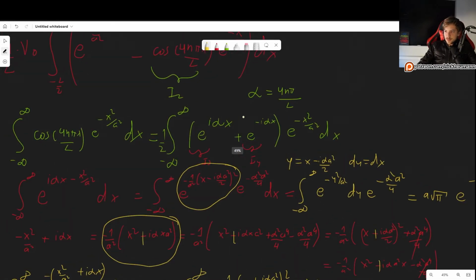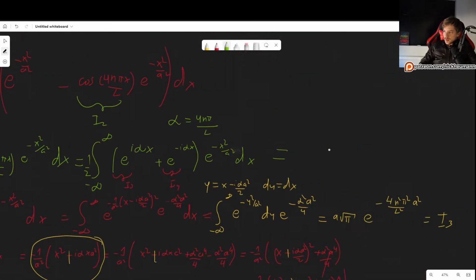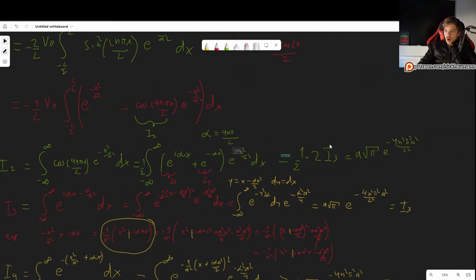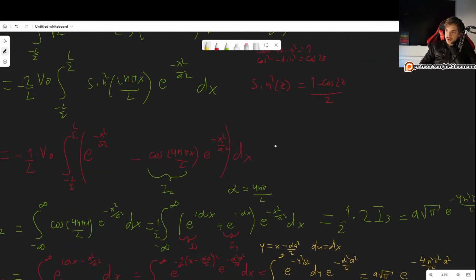So let's plug them in here. So here we get twice our result, but we are dividing by 1/2. So this thing will be 1/2 times 2 times I3 basically. So we get simply I3, or a square root of pi e to the minus 4n squared pi squared a squared L squared. So now all of this we plug into this result here.